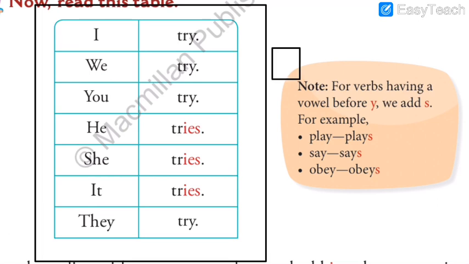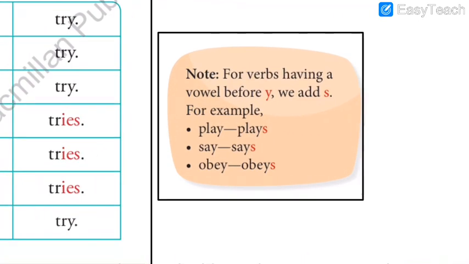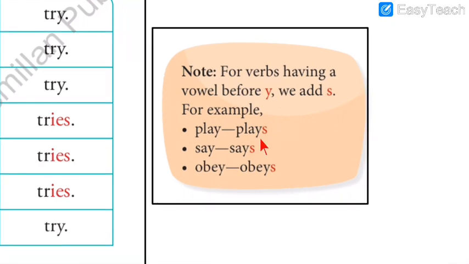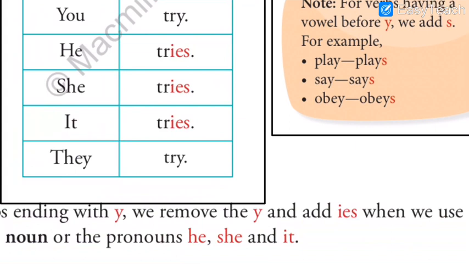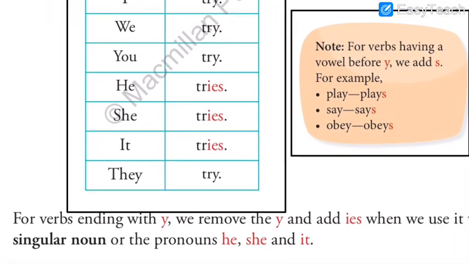So here a note is given to you. Let me bring it into the center part of your screen. Okay, so note: for verbs having a vowel before y, we add s. For example, play becomes plays, say becomes says, obey becomes obeys. So this is a rule we had left out. If the verb has a vowel before y, like play, before that y, a is there. If you remember, vowels include a, e, i, o, u. So before y there is the alphabet a. It is a vowel, so we just added s. I hope that this is clear enough to you all.